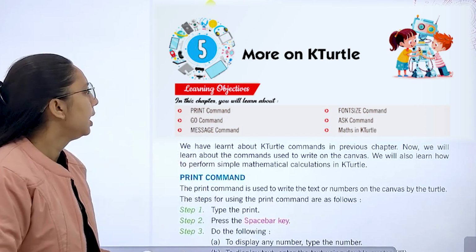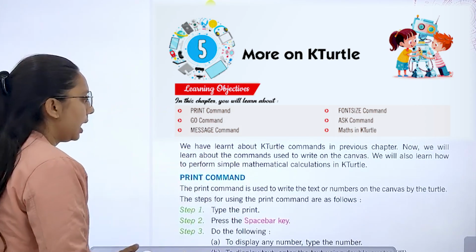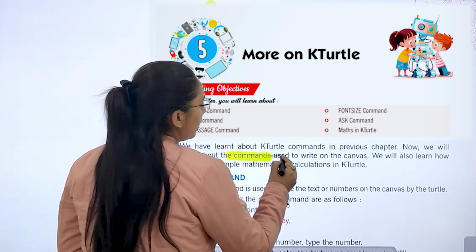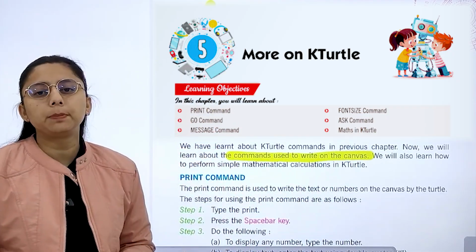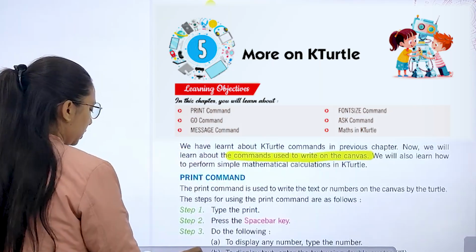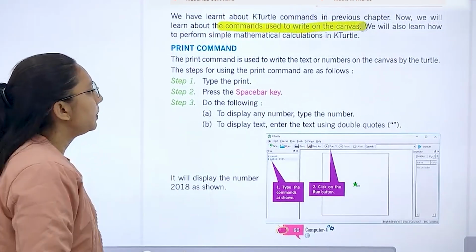Start with this chapter. In this chapter, I will tell you about KTurtle and its commands. Now we will learn about the command which is used to write on the canvas. We will also learn how to perform simple mathematical calculations. First is the print command. Let's study the print command.